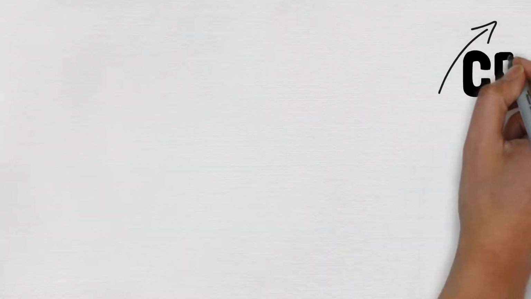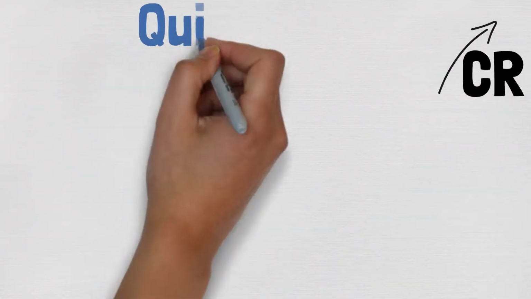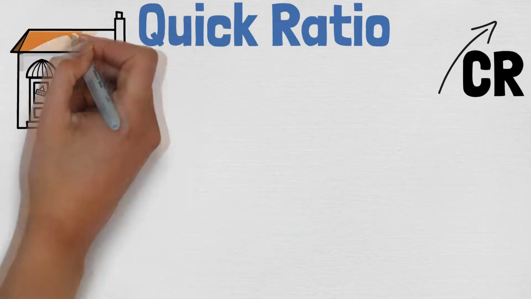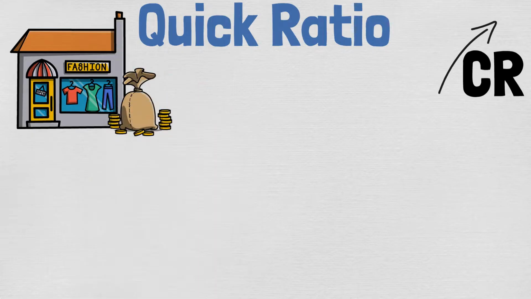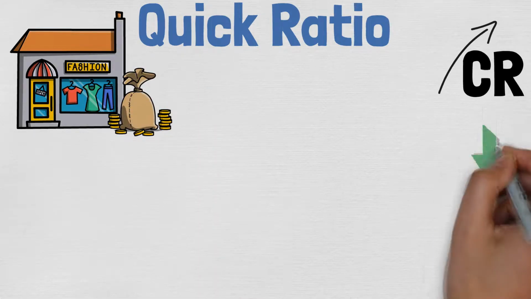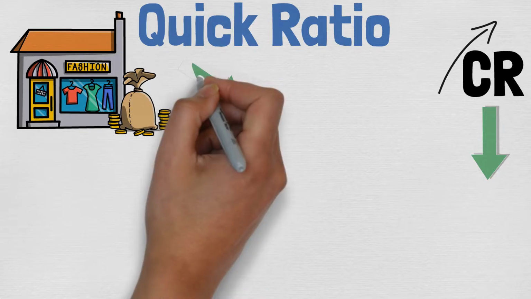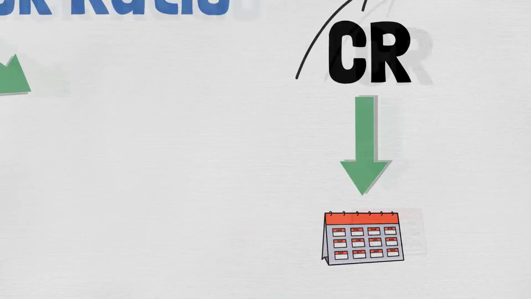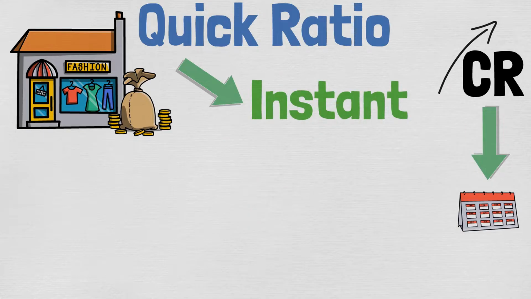Yesterday we talked about the current ratio, so let's continue today with the quick ratio. The quick ratio is similar to the current ratio, and it tells us the company's ability to pay its short-term obligations. The difference between the current ratio and the quick ratio is that the current ratio was for obligations that are due within a year, while the quick ratio tells us the ability to pay obligations instantly.